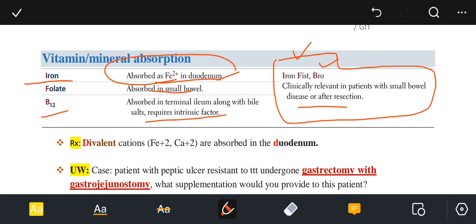There are some people who have small bowel disease, like if we have done some surgical resection of the bowel or something. Those people will be losing vitamin B12 more frequently than folate, and more frequent folate wastage will be there in comparison to the iron. So that is clinically significant in the cases of short bowel or short gut syndrome.